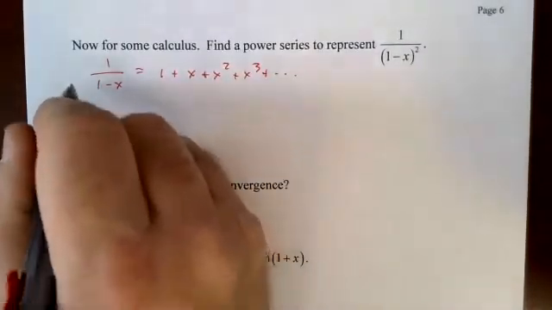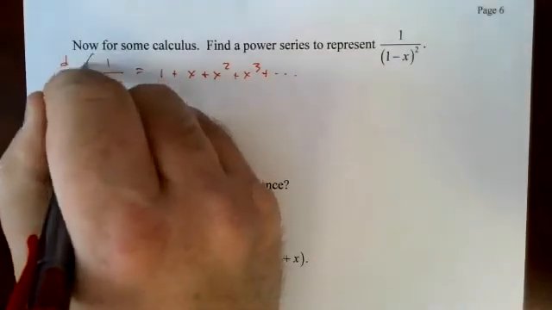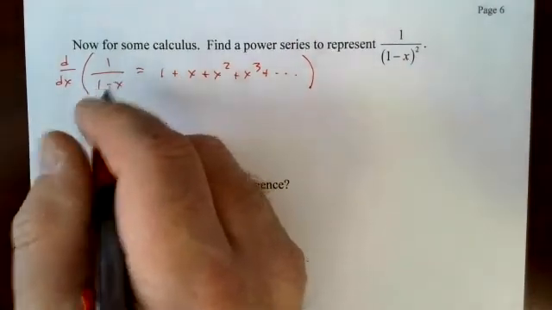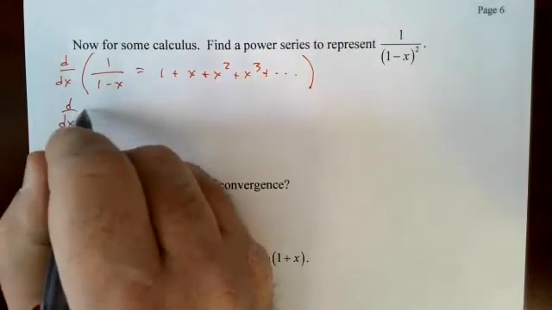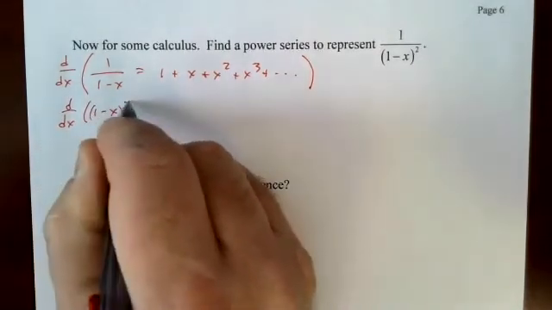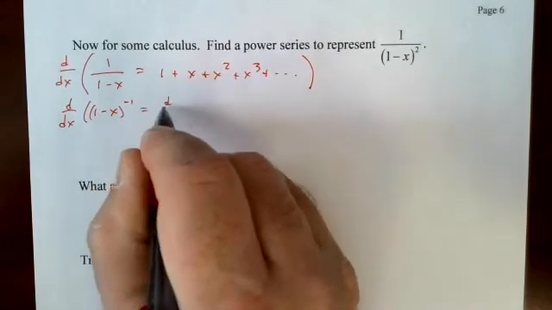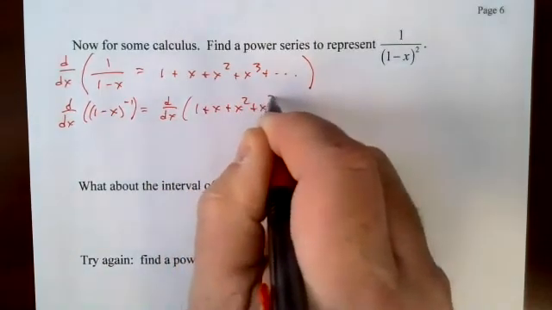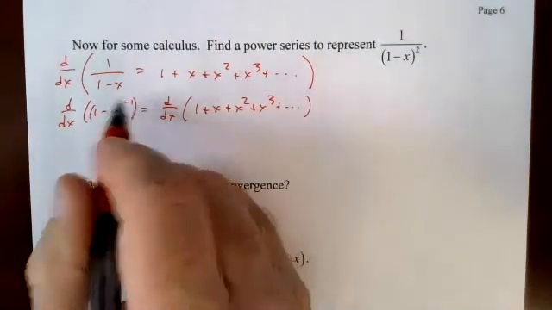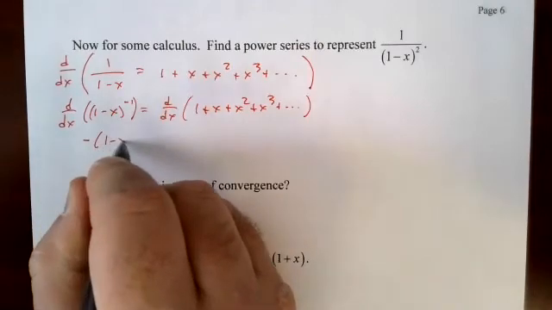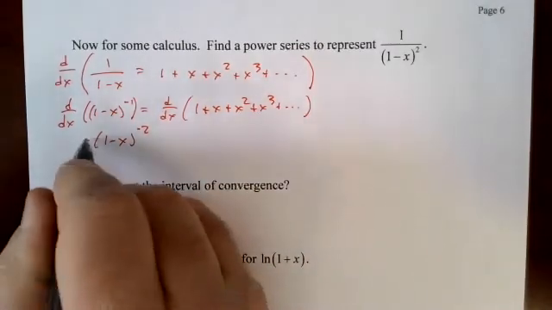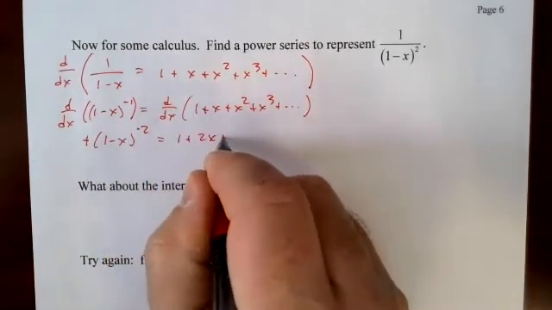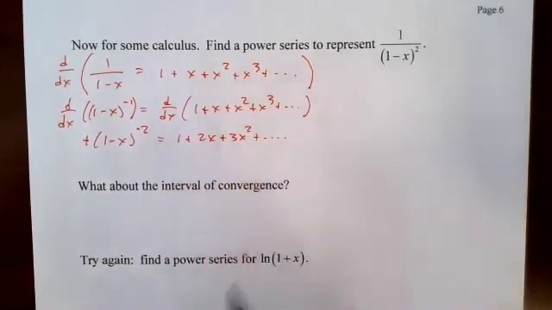Well, what if I took the derivative of this? Well, let's see, that's 1 minus x to the negative first. So it's like taking the derivative of 1 minus x to the negative first, and the derivative of the other side. So negative out front, negative 1 minus x to the negative second, chain rule, and we would get derivative by 1 plus 2x plus 3x squared plus dot, dot, dot.